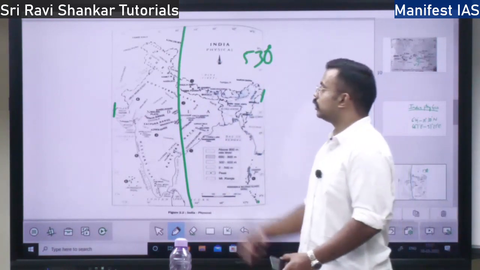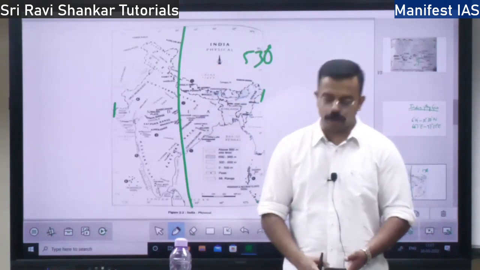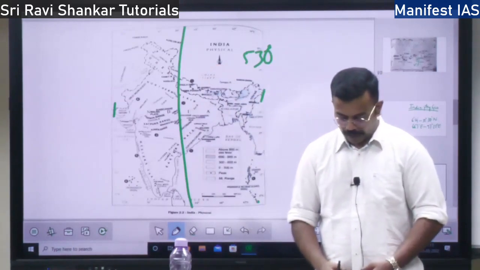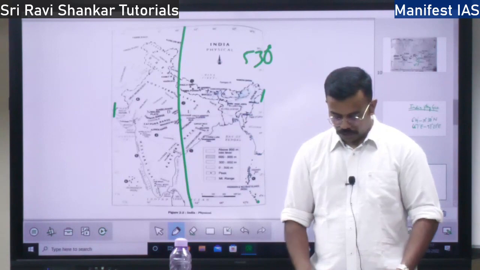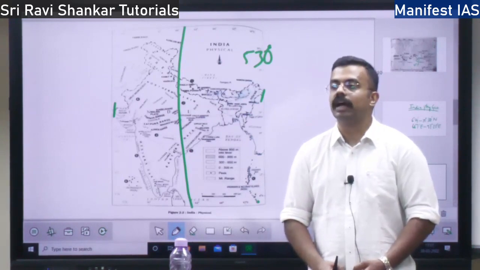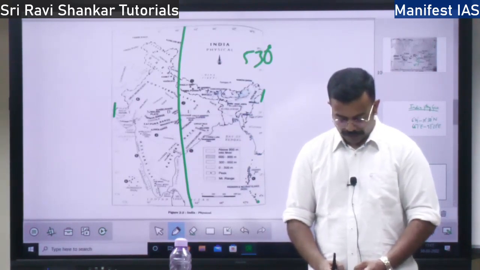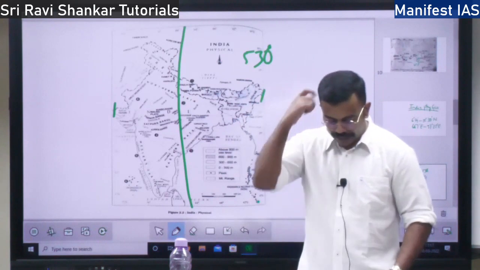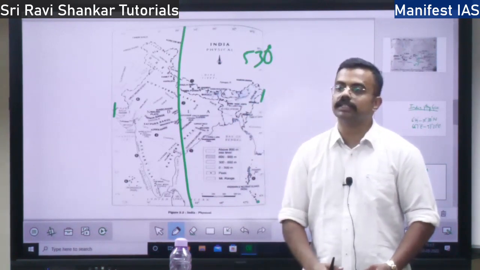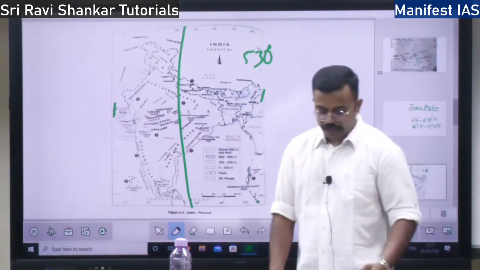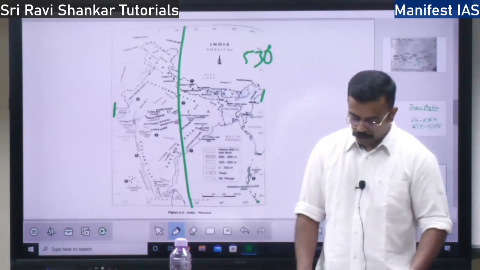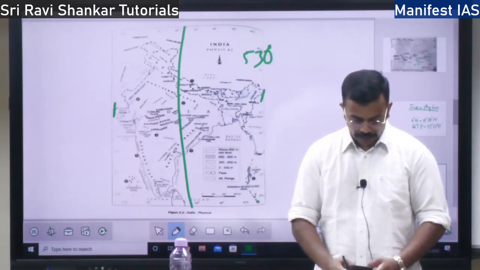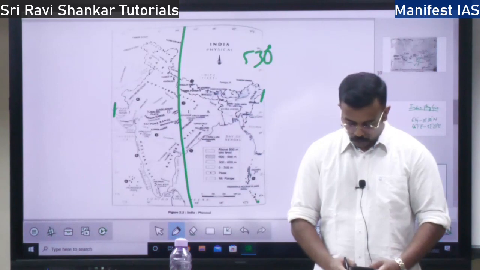What is the distance between the northern and southern tip of India? It is 3,214 kilometers. And east to west, what is the distance? It is 2,933 kilometers. East to west, it is 2,933 kilometers.